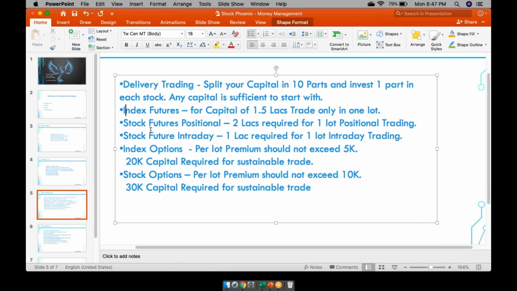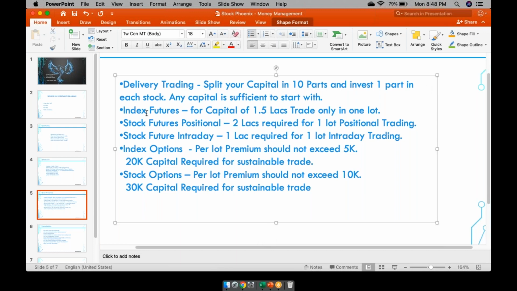these are all index futures, stock futures. Ashish, what is trailing stop loss? It is an irrelevant topic here. We have separate sessions on that. So coming back: index futures, stock futures positional, stock futures intraday, index options, stock options. All those things we will study in detail in separate topics. Just now we will understand in which segment how much to invest. That is what we are going to learn now.